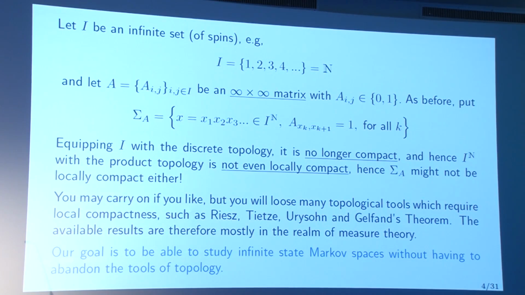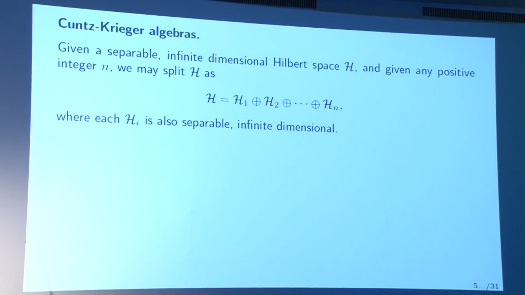So our goal here is to be able to study infinite state Markov spaces without abandoning the tools of topology. So we want a locally compact space. So the question is, how do we fit sigma sub A inside a locally compact space? Now, let me take a detour and talk about algebras, which I understand a little better. These are the Cuntz-Krieger algebras, which are very relevant to the problem at hand.